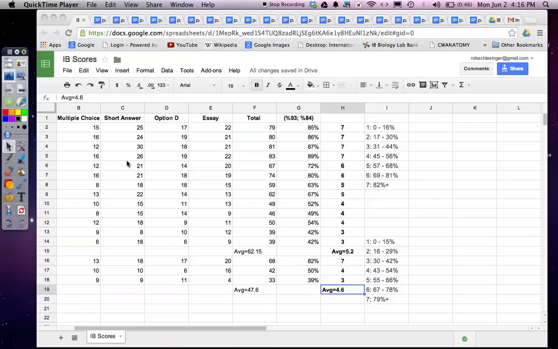I've graded them. Here I've got a spreadsheet of breakdowns for multiple choice, short answer, option D questions, and the essay as well as totals. We've got a nice spread of 7s, 6s, 5s, 4s, and 3s with an average of 5.2. In addition, we've got the grade boundaries from 2013 and the SL grade boundaries from 2013. So if you want to look at this more closely, you can pause this video at this point.